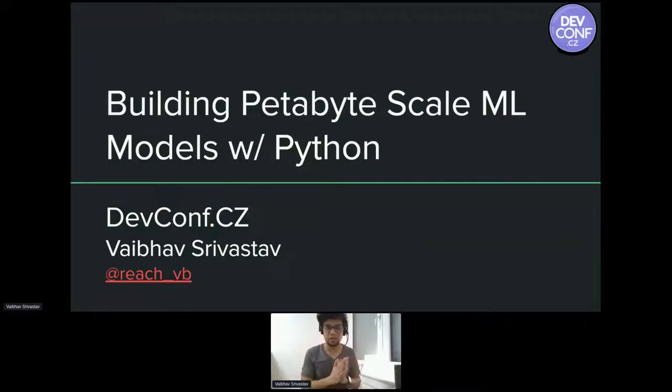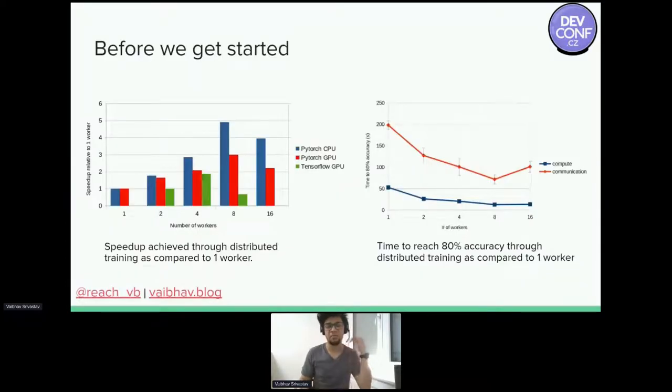And today I'm going to be talking about building petabyte scale machine learning models with Python. Before we get started, let's set some context. When it comes to building any deep learning or ML model, you want two things. You want to be able to train your model faster, and you want to reach a higher accuracy, or whatever measure you're tracking, as soon as possible. Because if an experiment is going to fail, you want it to fail faster. You don't want to wait 2-3 days and then get to know that this particular experiment failed.